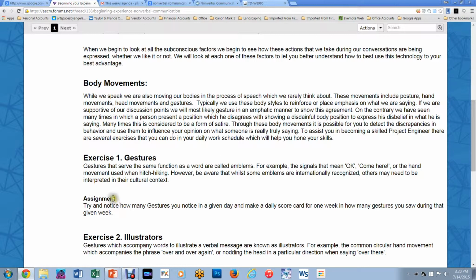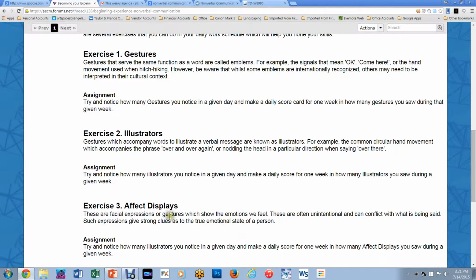And what we're asking you to do here, just for the fun of it, is we gave you a little assignment as part of it. Try and notice how many gestures you notice in a given day and make a daily scorecard for one week on just gestures. And do the same on all of these. This is just a recommended assignment for you to play with, so you get a little bit more familiar, trying to build your awareness of what nonverbal communication is really all about.